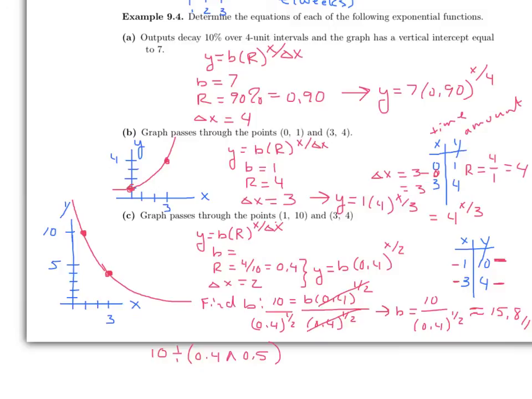So we finally have our equation for this function. The final equation is, I'll do this in black here, y equals 15.811 times 0.4 raised to the x over 2. And that's the equation for this particular function.